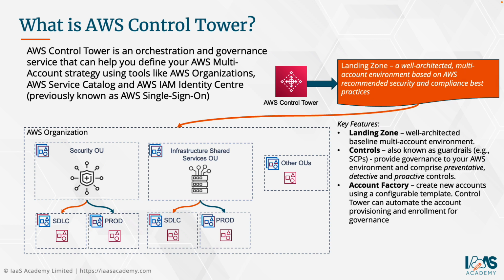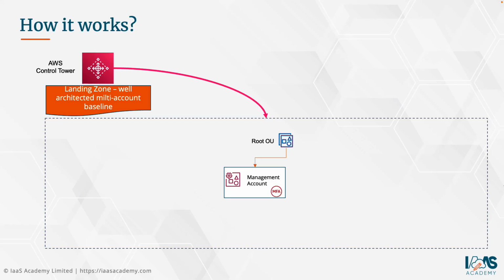There's an account factory, which is a set of configurable templates that will enable Control Tower to automate the account provisioning and enrollment of new accounts for governance. And the Control Tower service comes with a dashboard that allows you to gain an oversight into your landing zone with centralized administrative views across all of your accounts, organization units, guardrails, and policies. Okay, so let's take a look at how Control Tower actually works.